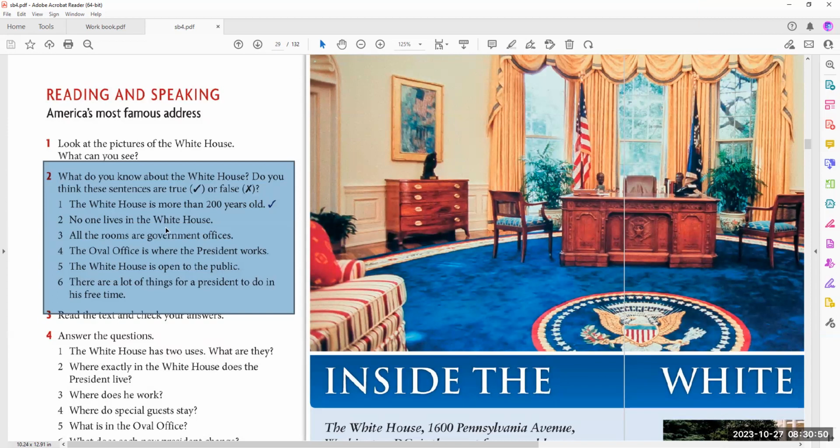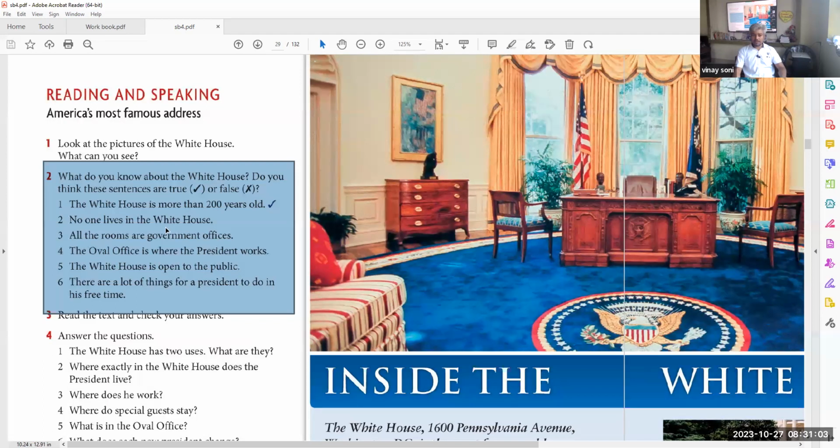An American president lives in the White House. So somebody lives there, right? In your opinion, statement number 2 is false. No one lives in the White House. Okay, no problems. Look at number 3.